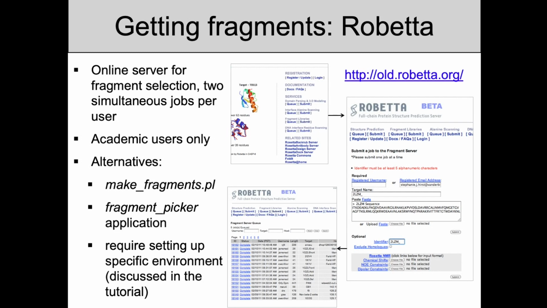If you're not an academic user, then you have to look at other options. Two other options are this Perl script, which is here on the left, or the fragment picker application. Both of those ship with Rosetta and are available for you to use. The only thing that you have to do that's a little bit of work is get all your dependencies in place, and that's something that someone can help you out with in the Meiler Lab, and we have resources to help you out with that.